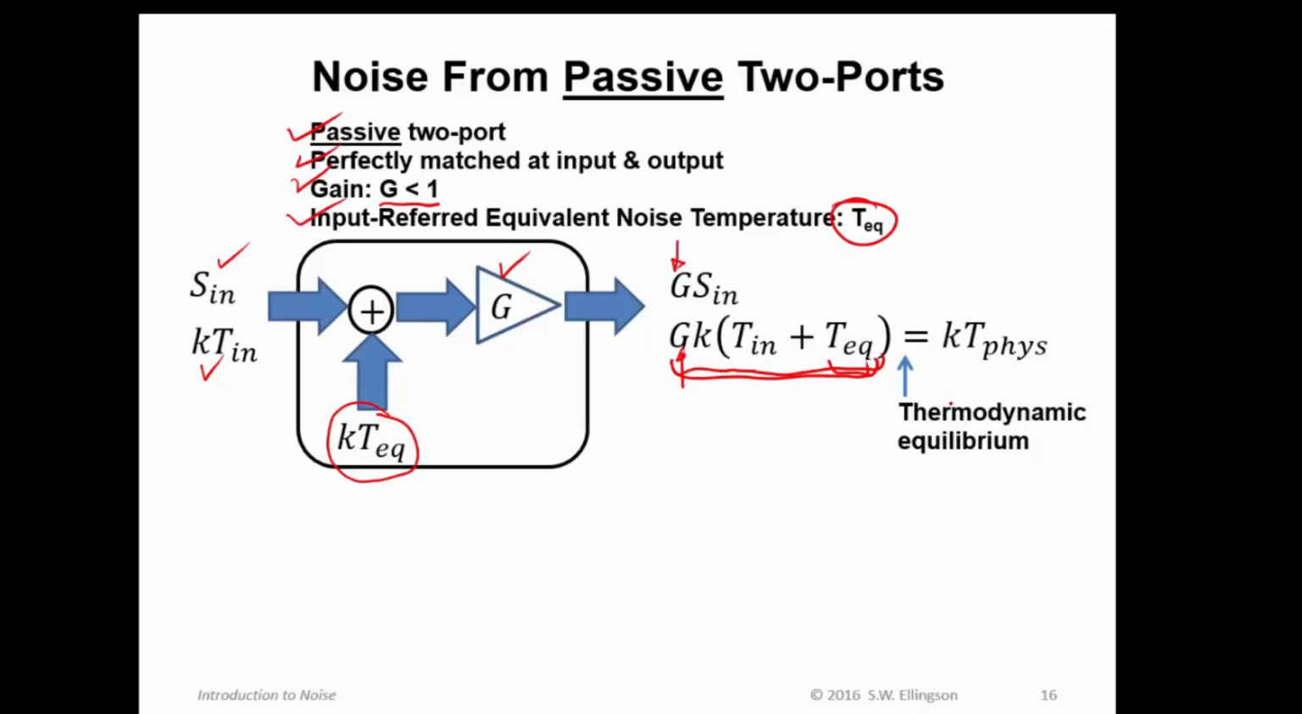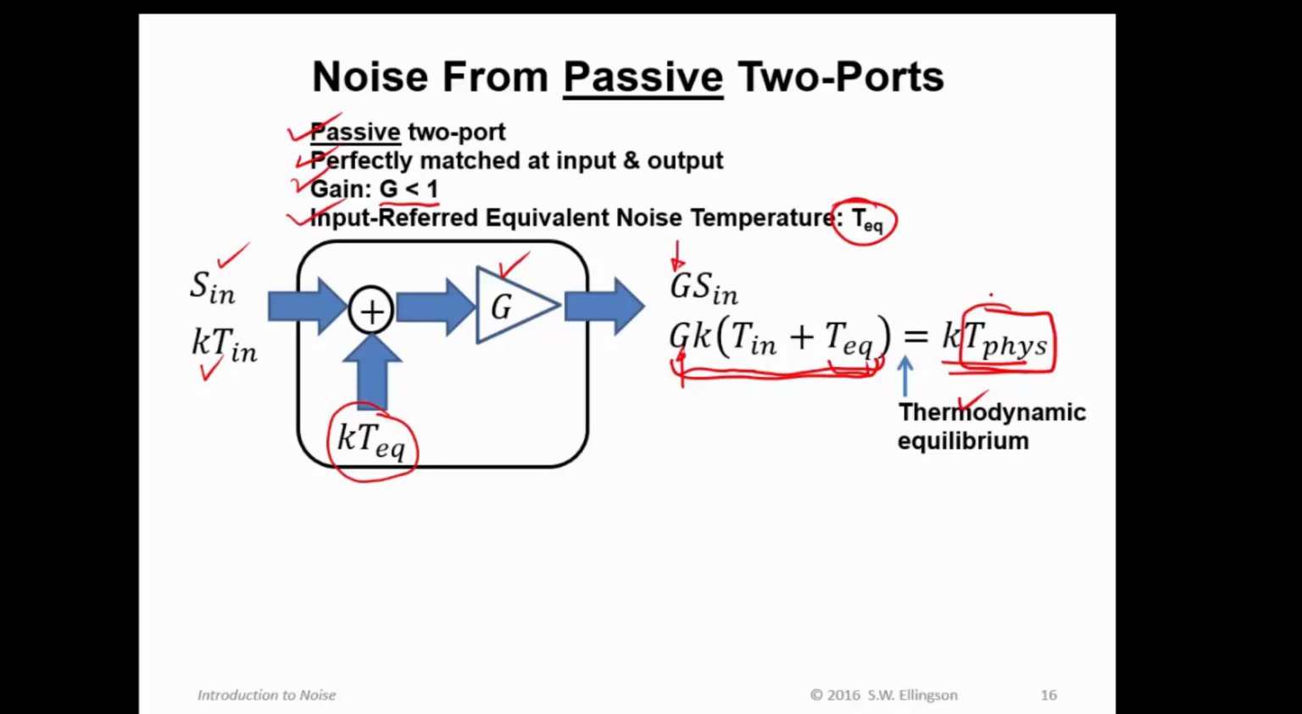If we assume thermodynamic equilibrium, which generally just means that everything here is at the same temperature, then I know that the power delivered to the output must be K times the physical temperature. So if you've had a course in thermodynamics, you know immediately why this is true. If you have not had thermodynamics, don't panic. This is a very simple idea.